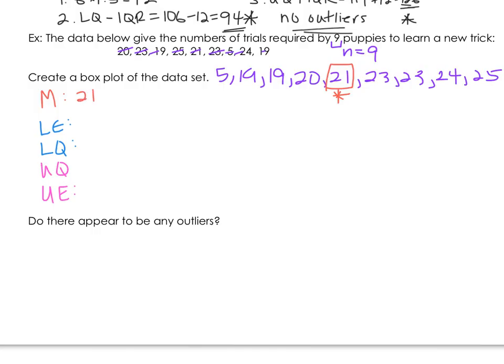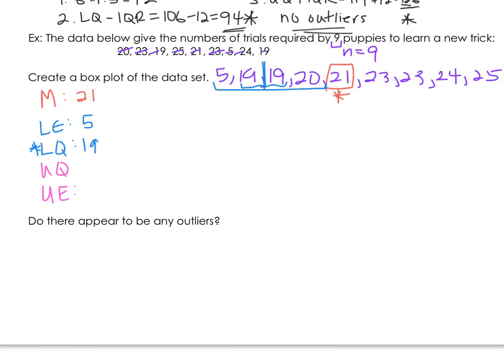Pretty simple. But here's what makes it a little tricky for the rest of our data points. On the lower half of our data, now notice we only have 4 data points. We don't have an odd number this time. We don't include our median if it's a true median data point. The lower extreme, though, that's easy enough. That's 5. The lower quartile, though, is going to be the middle of the 2 inside-most points on that lower half. So halfway between 19 and 19 is still 19.